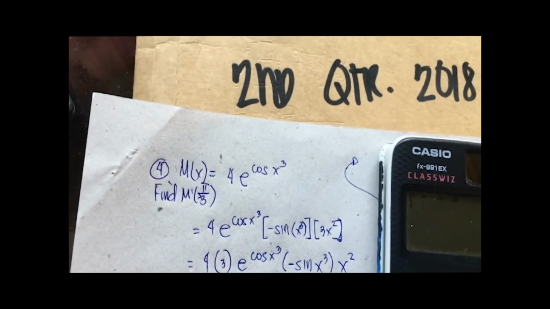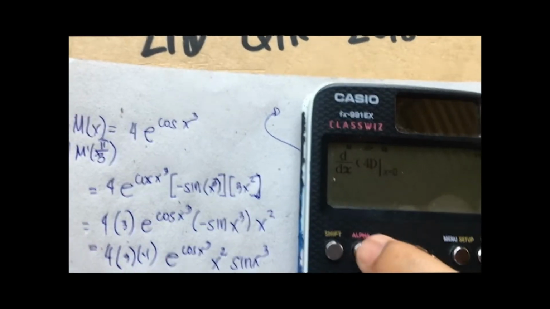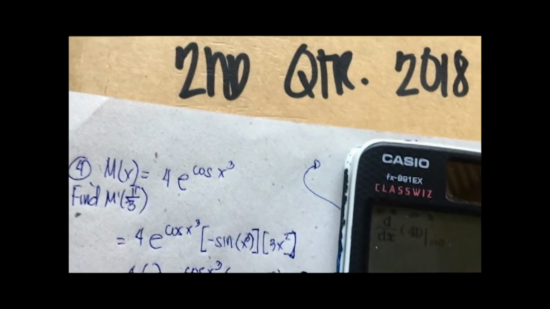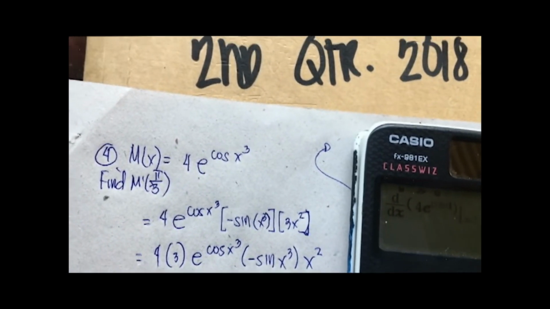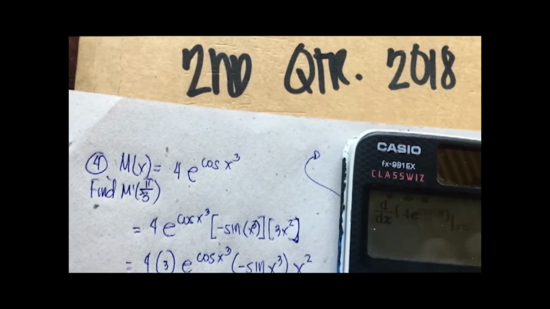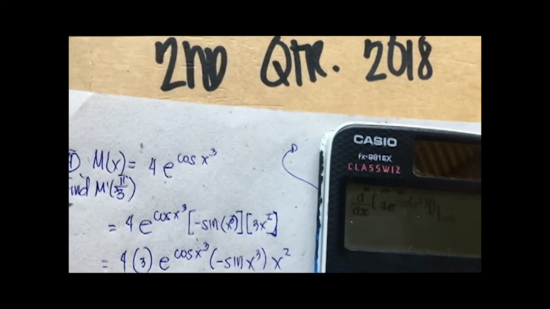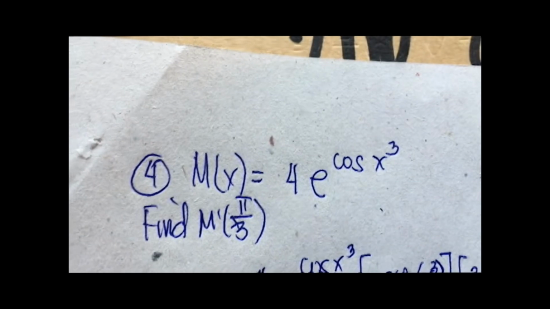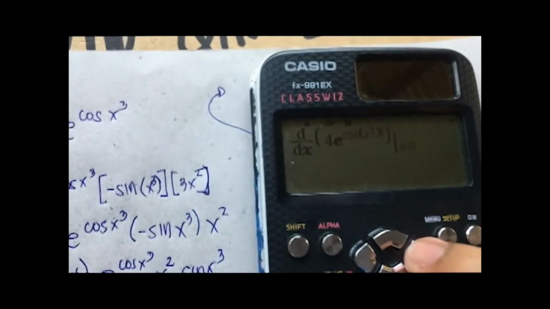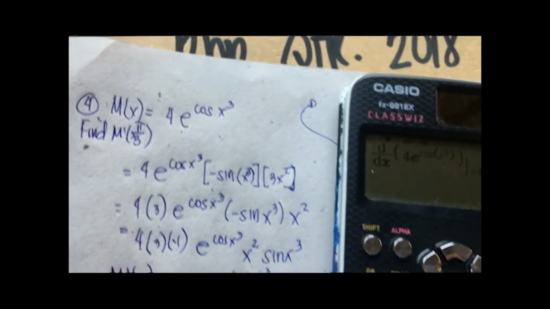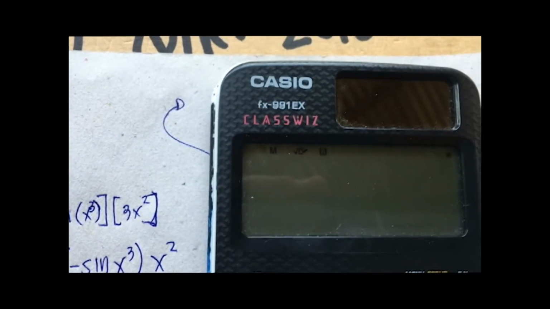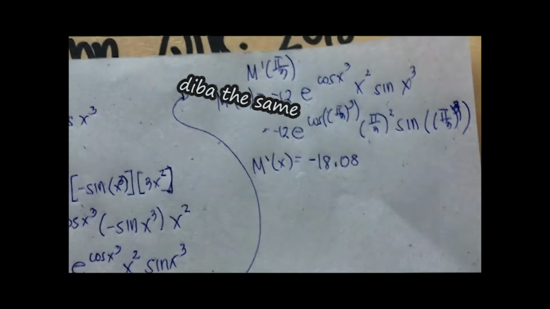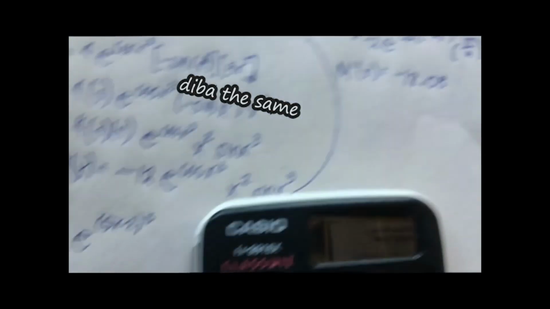So press shift mode. Press shift then this. Then what we put here is 4e then e. For the e, press shift this. Oh, the e appears. Then cos x cubed. Cos alpha x cubed. Move. Then that's it. You need to make sure that the structure of your function is really the same so that the answer is the same. Your x is pi over 3. And of course, you need to make sure it's in radian form. See? The same, negative 18.08. Okay, they are the same, negative 18.08.